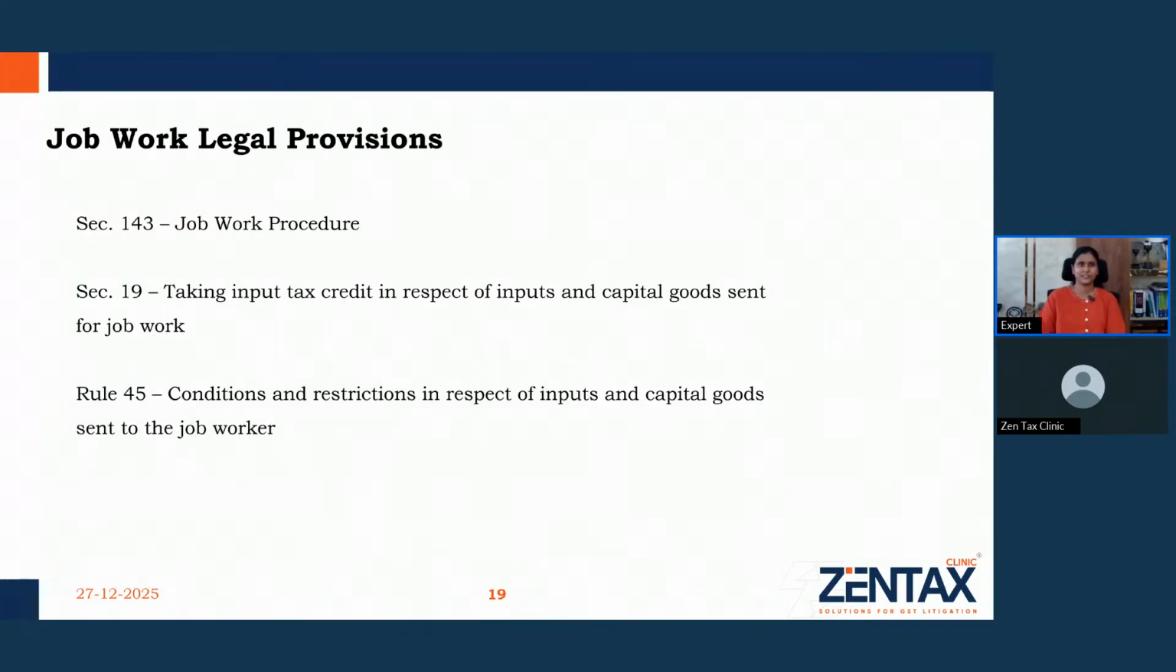Next, we will see the legal provisions in job work. Section 143 of the CGST Act has mentioned the job work procedures, and Section 19 of the CGST Act has mentioned taking input credit in respect of inputs and capital goods sent for job work. Rule 45 of the CGST Rules contains the conditions and restrictions in respect of inputs and capital goods sent to the job worker. We will see one by one in a detailed manner.